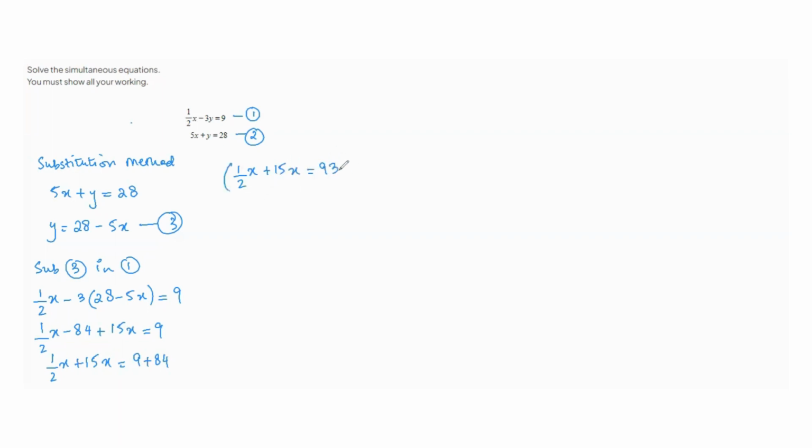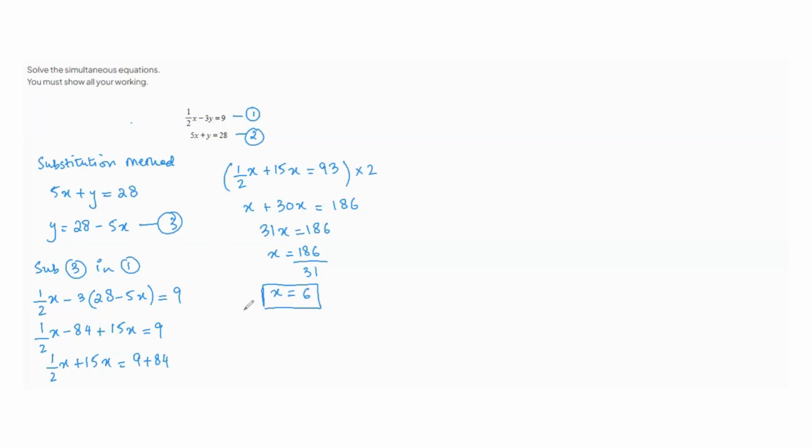I'm going to multiply the entire equation by 2 to get rid of the fraction. So that's going to be x plus 30x equals 186. 31x equals 186. x is 186 divided by 31. And that's going to equal 6.